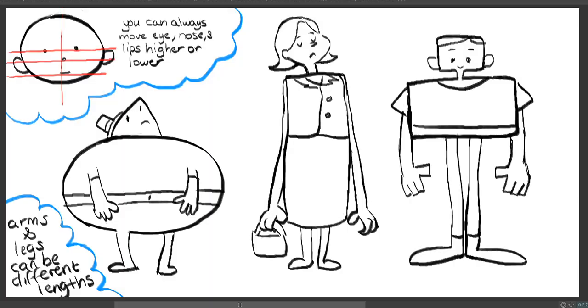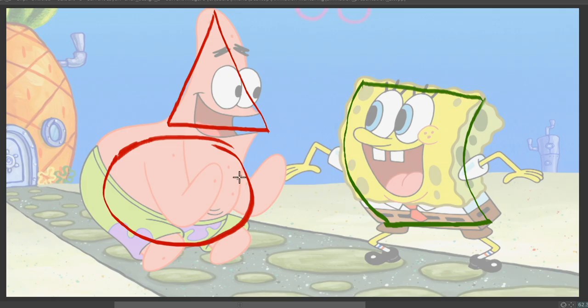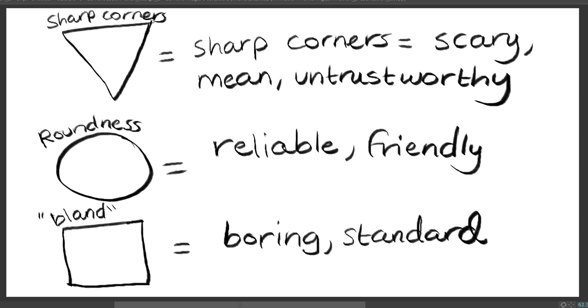So yeah, here are some examples of some shapes. So for SpongeBob, we all know that he's a square, and for Patrick, he's a triangle at the top and a circle at the bottom. So I'm just gonna skip to this slide right here.